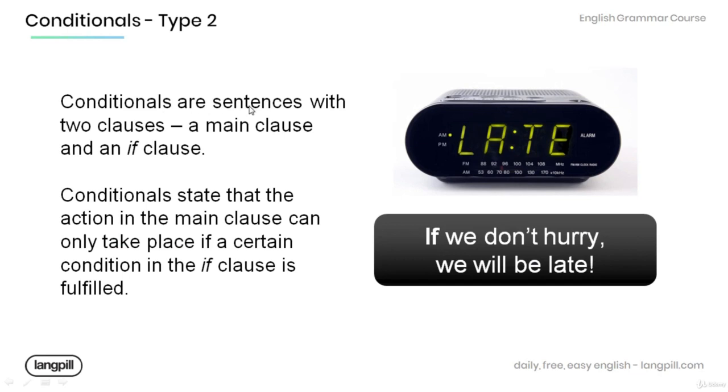Remember that conditionals are sentences with two clauses, a main clause and an if clause. Now, conditionals state that the action in the main clause can only take place if a certain condition in the if clause is fulfilled. Have a look at the example over here. If we don't hurry, we will be late. Now this is a conditional sentence and it's used to state that the action in the main clause, being late, will take place if we don't hurry.